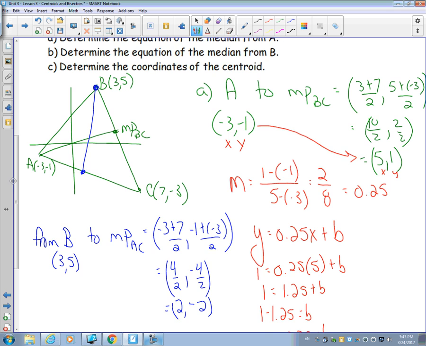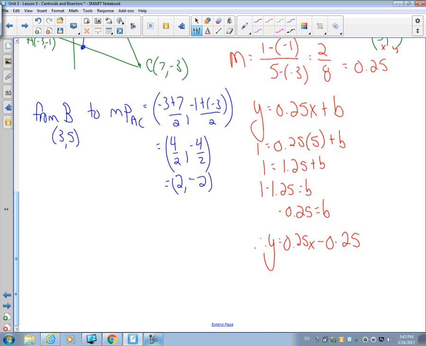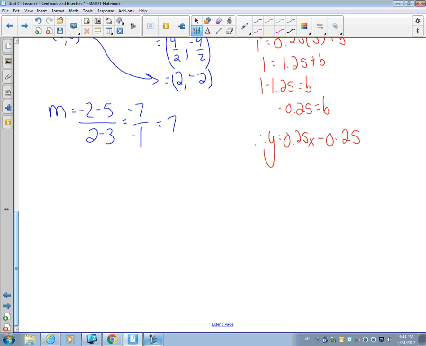What do I start with? We need a slope. I got to go from here to here. So my slope would be negative 2 minus 5 over 2 minus 3, where it's negative 7 over negative 1, which is 7. Okay, now I got a slope.